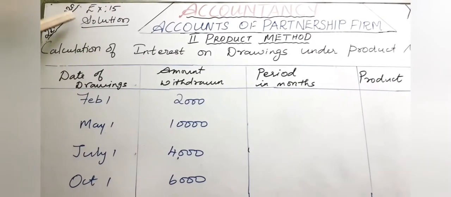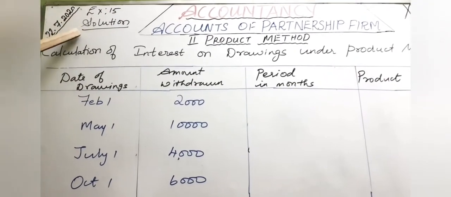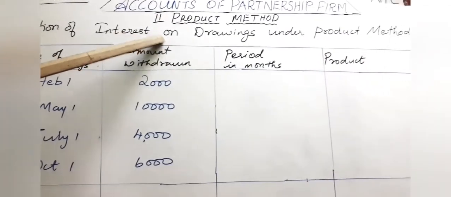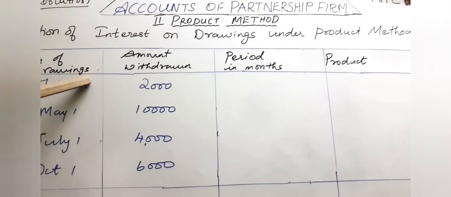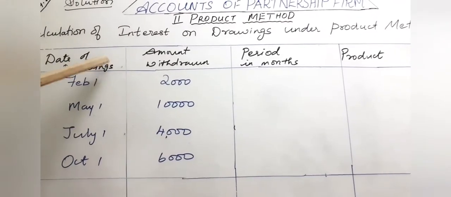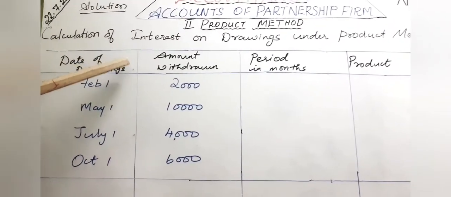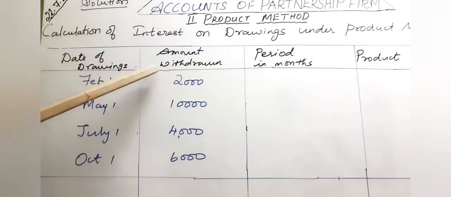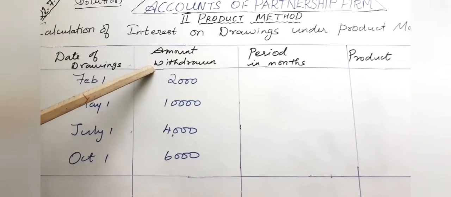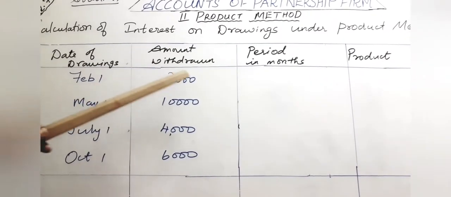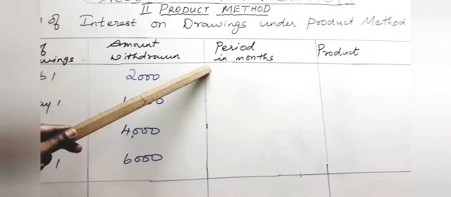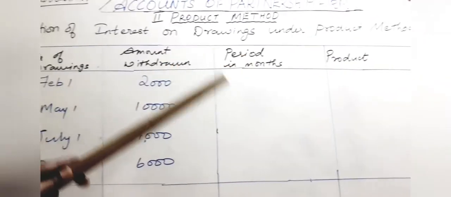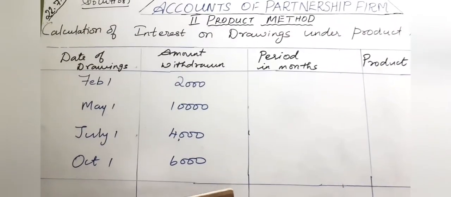Students, exercise 15 solution here. Calculation of interest on drawing under product method. You want to write the heading like this. Now see, you want to prepare this tabular column, children. You want to study the content in the tabular column for product method. First column is the date of drawing. Second column, amount withdrawn, as given in the question we want to take and write. Then we want to calculate the period in months, and then we want to find the product. Okay students, so this is the tabular column which you want to read and then write.